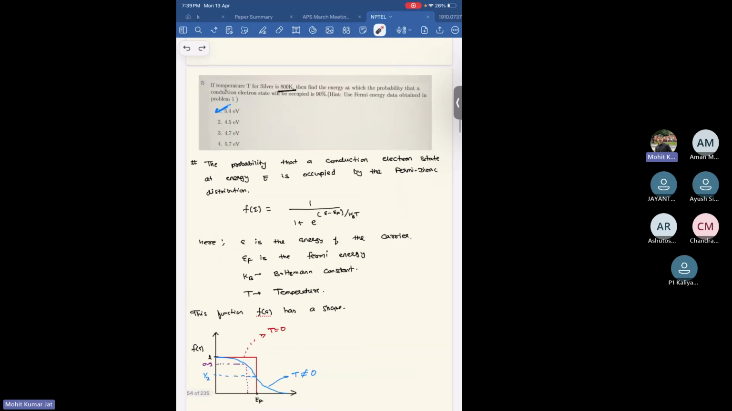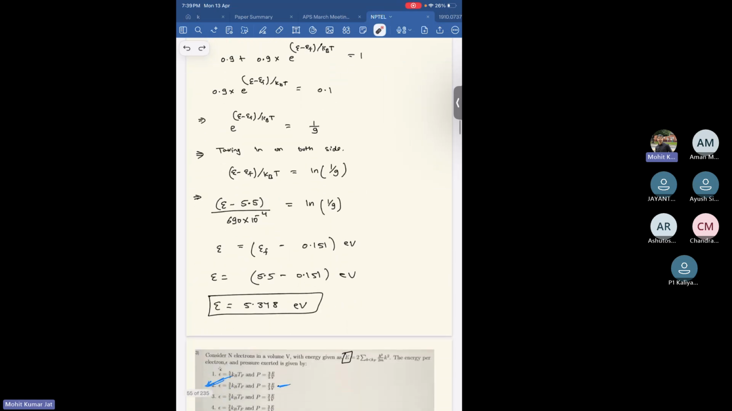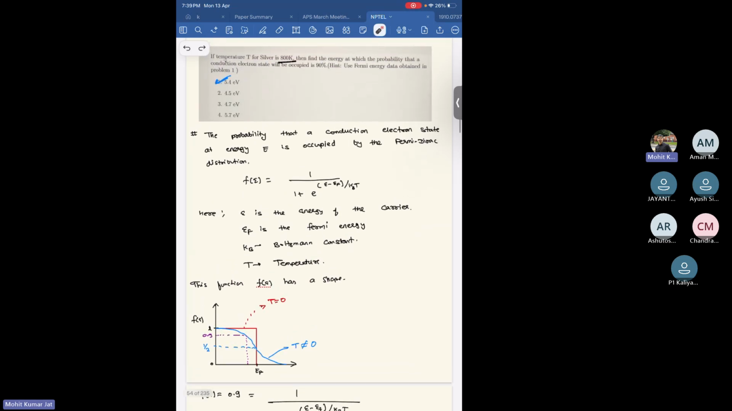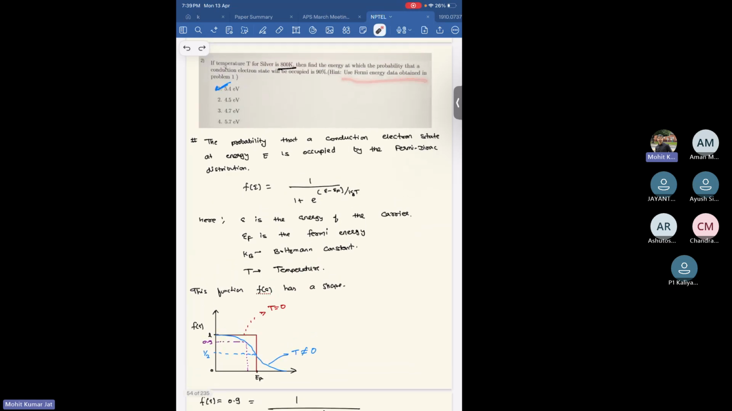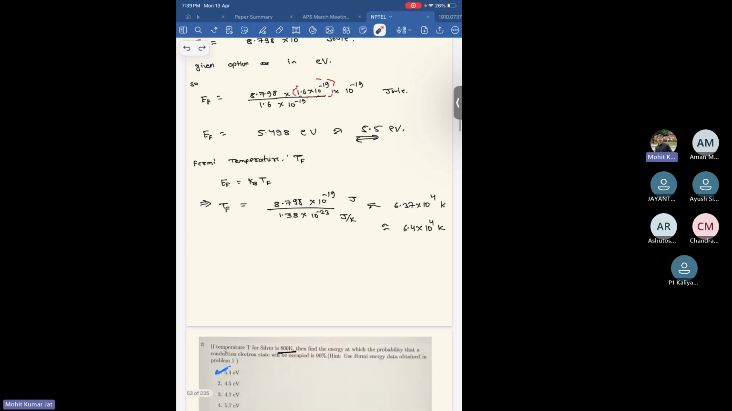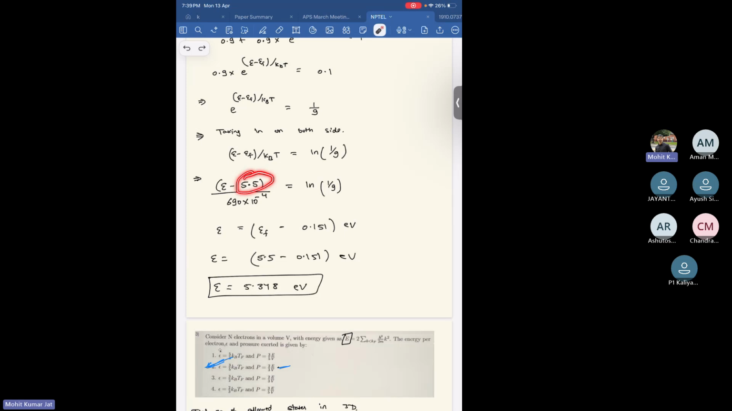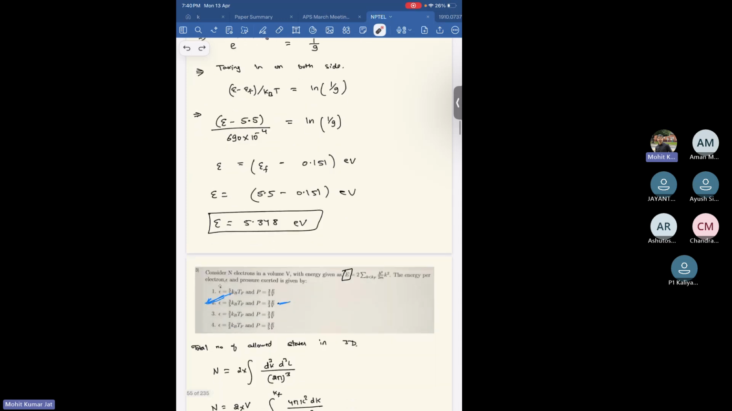Temperature I think is given. Temperature 800 Kelvin is given, right? And what else is given is EF. I think EF is also given. Yeah, use the Fermi energy data obtained in problem 1. In problem 1, we calculated it to be 5.5 eV. So if you use 5.5 eV here and the temperature here, we get E. The energy at which the states will be 90% occupied will be 5.348 eV.